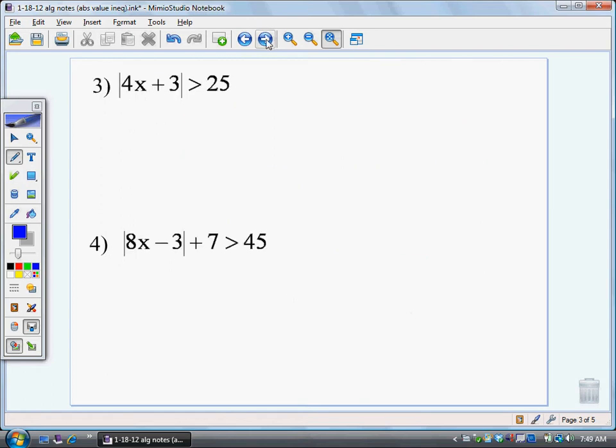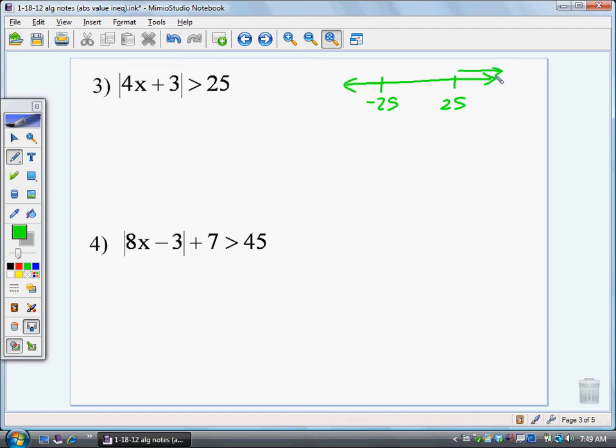Hey, on the next page, we just keep doing the same thing. And I'm making the stuff inside the absolute value symbol just a little bit more difficult. Here, we want greater than 25. So here are the two numbers that have absolute values that are 25 and -5.